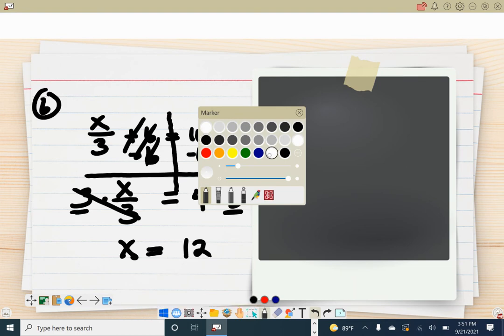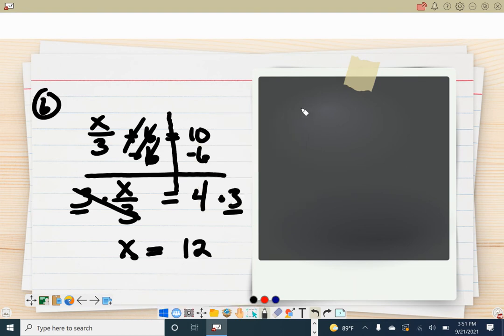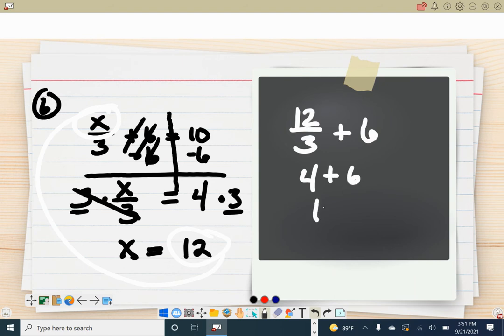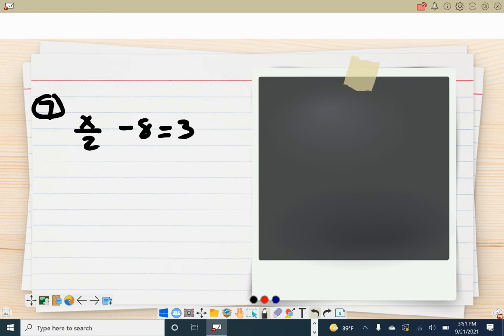Checking my work. I have 12 divided by 3 plus 6. Guys, I'm just plugging this in. So 12 divided by 3 gives me a 4, and 4 plus 6 gives me a 10, and that checks. Couple more with me. Pause that video and do your problem 7.